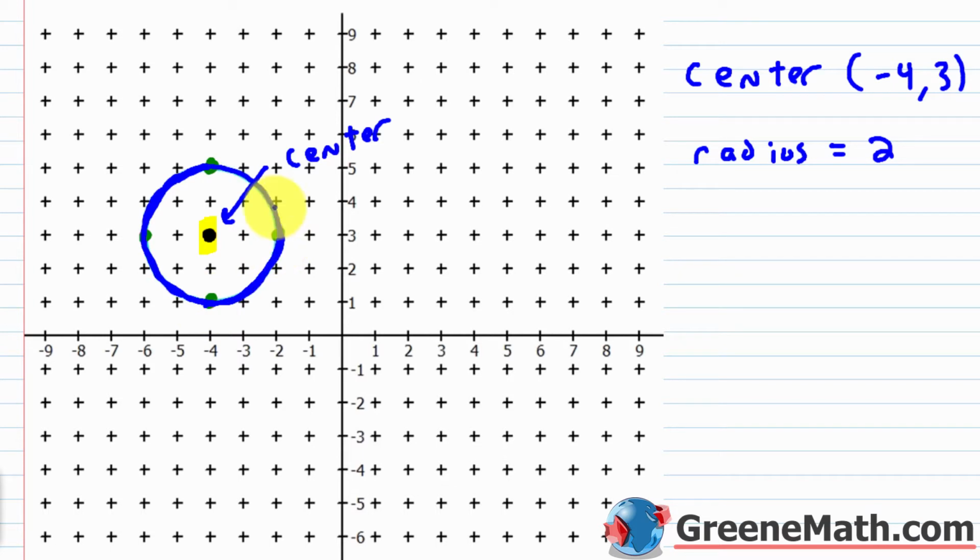And that's about as good as I can personally do. I know a lot of people are really good at drawing circles freehand, but personally, I am not good at it. So that's why I made a graph to kind of start off with. But it's just that easy.